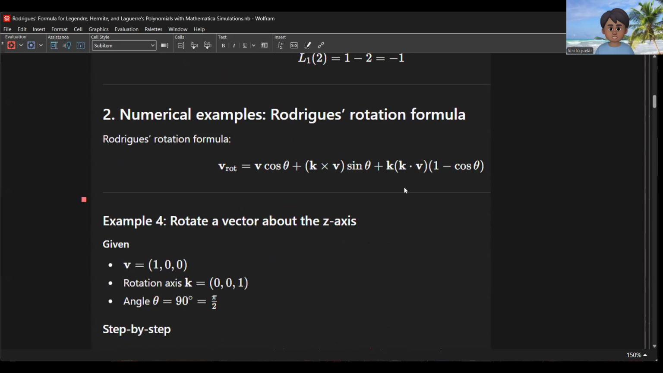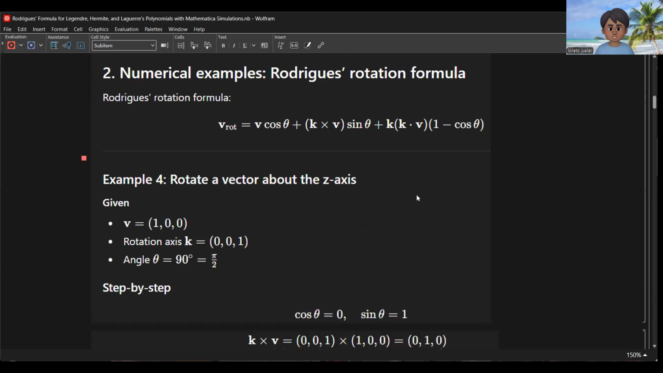We have the numerical examples here of the Rodrigues rotation formula. The Rodrigues rotation formula is given by this. The rotated v is equal to the given vector v times cosine of the angle, plus the cross product of k and v times the sine of the angle, plus k times the dot product of k and v, where k is the axis of rotation, and v is the given vector, then multiplied by 1 minus cosine of the angle. We will have a geometrical interpretation of this later on.